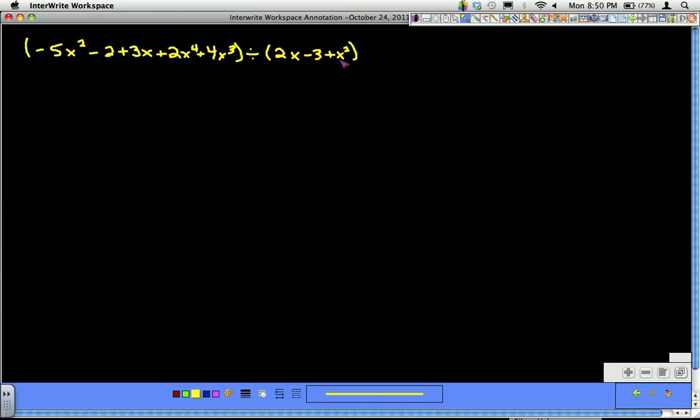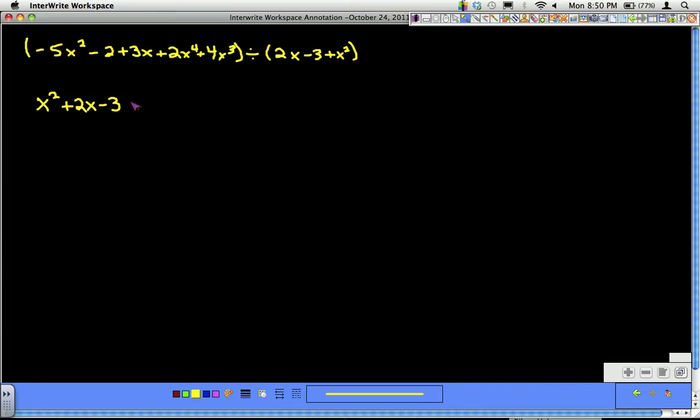So this one has 3 terms instead of the 2 that we've been looking at. So it's still going to go on the outside, but we have to switch it around in descending order of exponents. So second power, first power, constant. So we're going to switch that around right away. So we have x squared plus 2x minus 3.